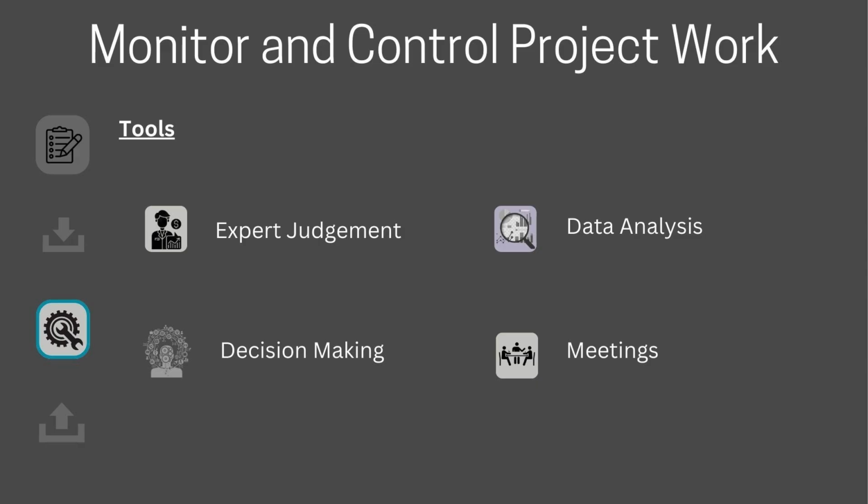The tools used for monitoring and controlling the project work include expert judgment, decision-making, data analysis, and meetings. It is very important to collect data, process it, and see how the particular project is progressing. We need to understand the current state, compare it to the original plan, and identify any deviations. By doing this, we can take necessary actions to ensure the project stays on track. As the project moves forward, we need to determine if we need to make corrections to bring the project back on track or if we can continue with the current course.